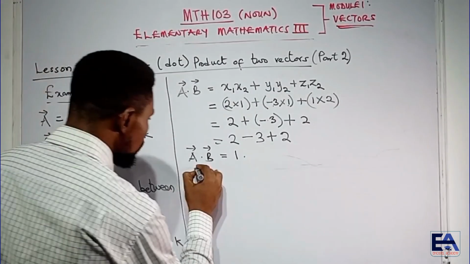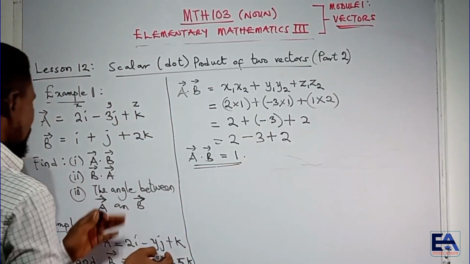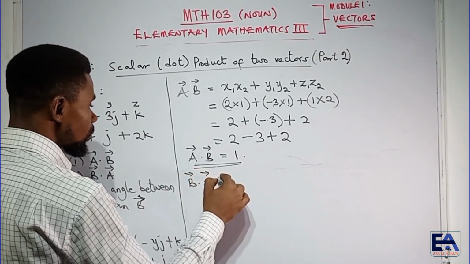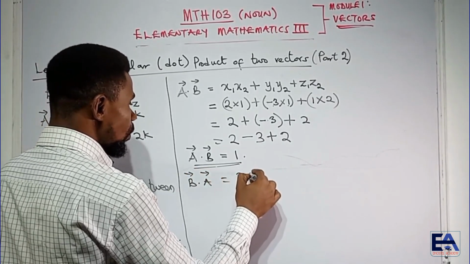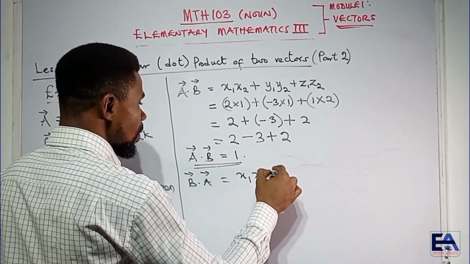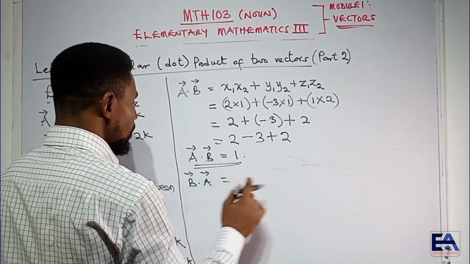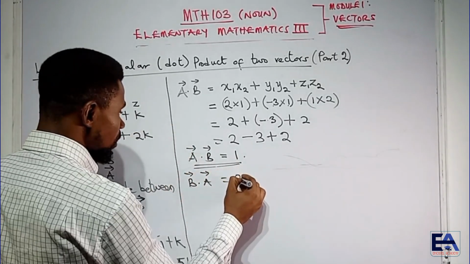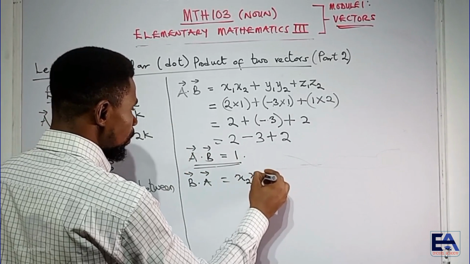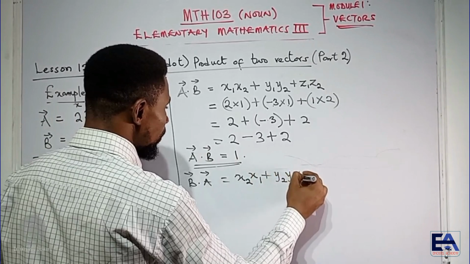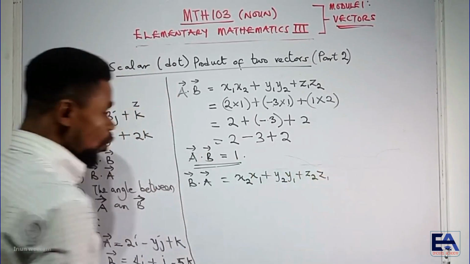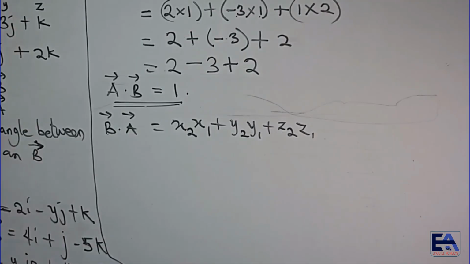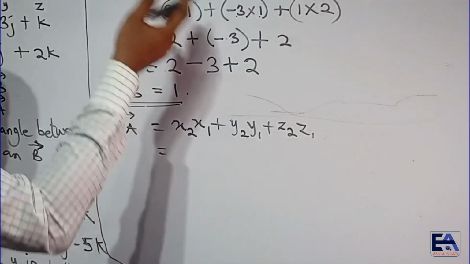Get that? So now let's try and see what is going to happen if we do B dot A. So when you do B dot A, you have x1, x2, because B is coming first. So we are going to have the stuff for B coming first. So that's going to be like x2, x1 plus y2, y1 plus z2, z1. For obvious reason, you see that you're still going to get the same answer, because 2 times 1 is the same result as 1 times 2. So no difference, okay? So that's exactly what's going to happen here.